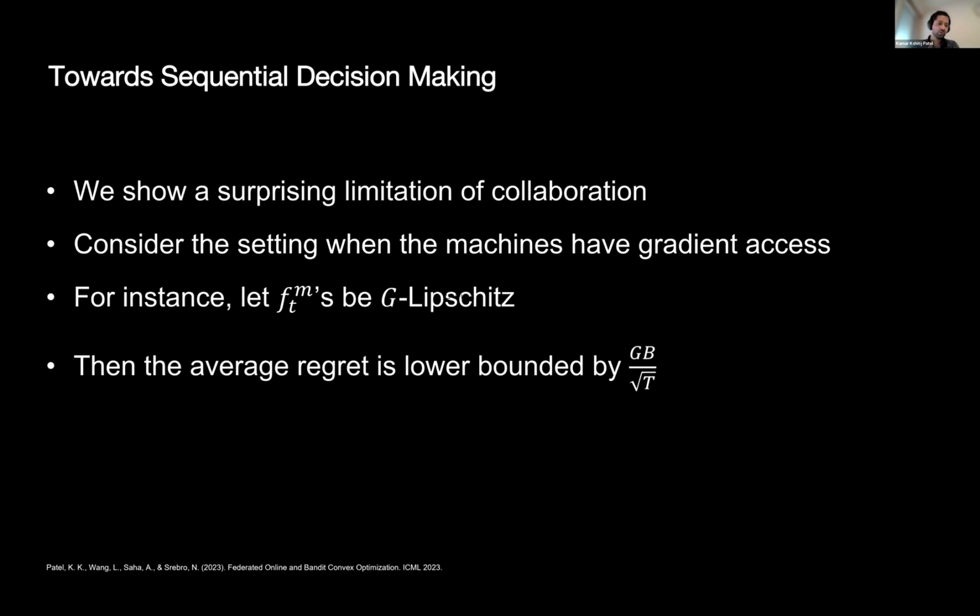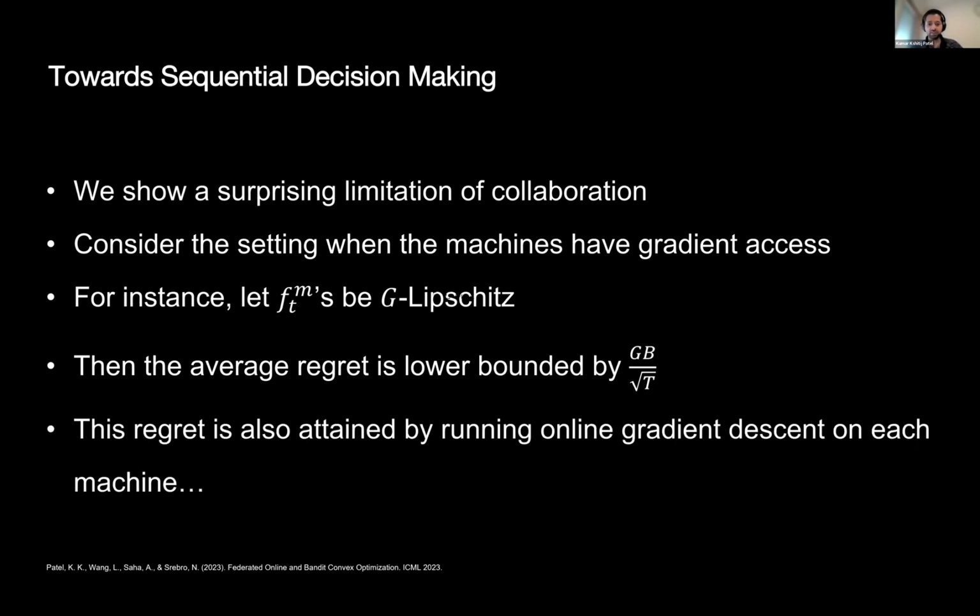Then Aadirupa showed you the construction where the average regret is lower bounded by GB over square root T. And in fact, even though that construction was for a single machine, there's a way to extend that construction to the distributed problem as well. And that's what we do in our recent paper. We first extend that construction to the distributed setting, and we show that there's a lower bound which does not improve with the number of machines. This essentially means that when you have gradient information, you cannot really benefit from communicating across the machines.